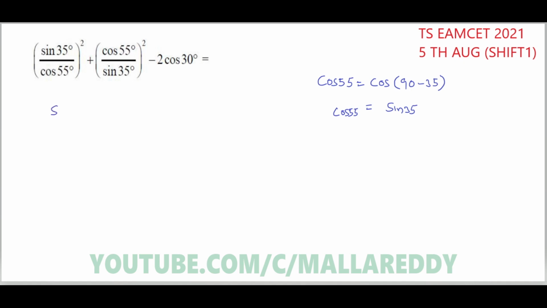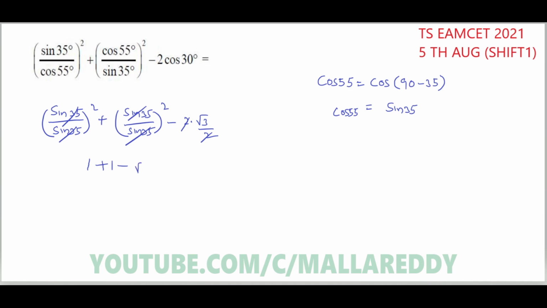Substituting in this equation, that is sin 35 by cos 55 value, sin 35, whole square, plus cos 55 by sin 35, this is sin 35 by sin 35 whole square, minus 2 into cos 30, that is root 3 by 2. Here sin 35 cancels, that is 1 square is 1, 1 plus 1 minus 2 into root 3 by 2, the 2 cancels, that is equal to 2 minus root 3. This is the value of the given problem.